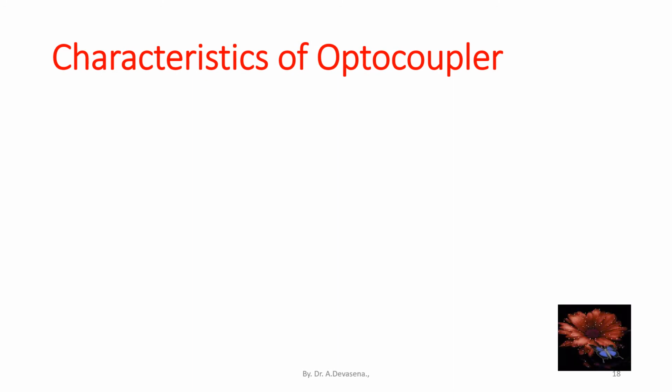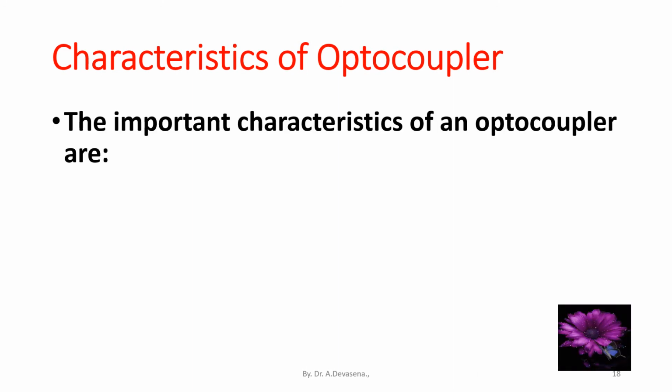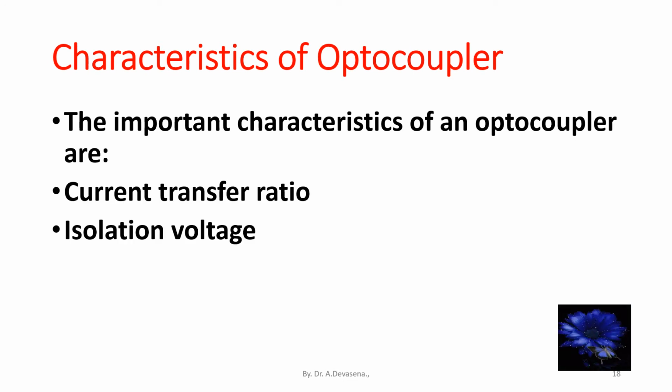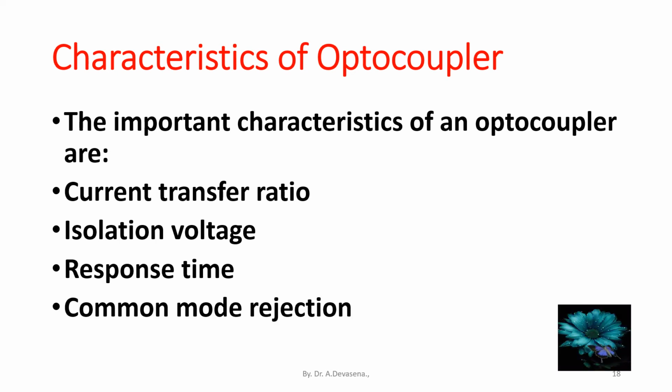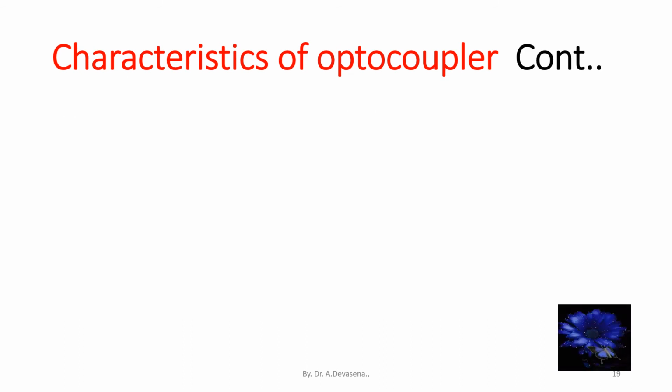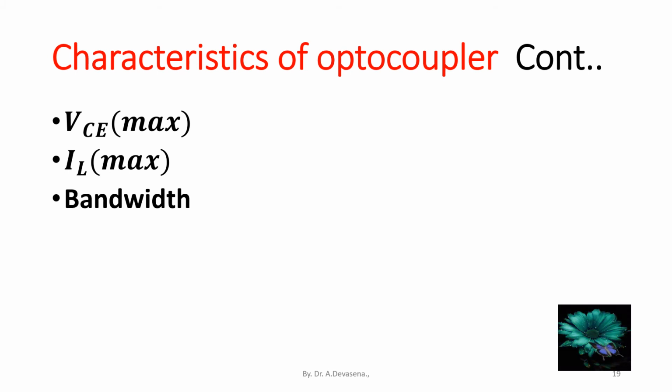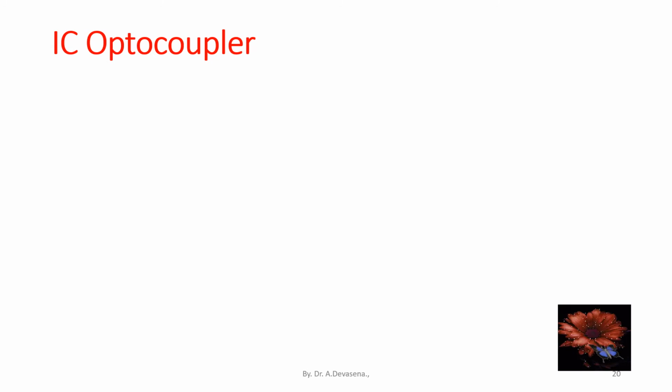Characteristics of optocoupler. The important characteristics of an optocoupler are current transfer ratio, isolation voltage, response time, common mode rejection, VCE max, IL max, and bandwidth. So far we have discussed the optocoupler or optoisolator circuit. Now we are going to see about the IC optocoupler.